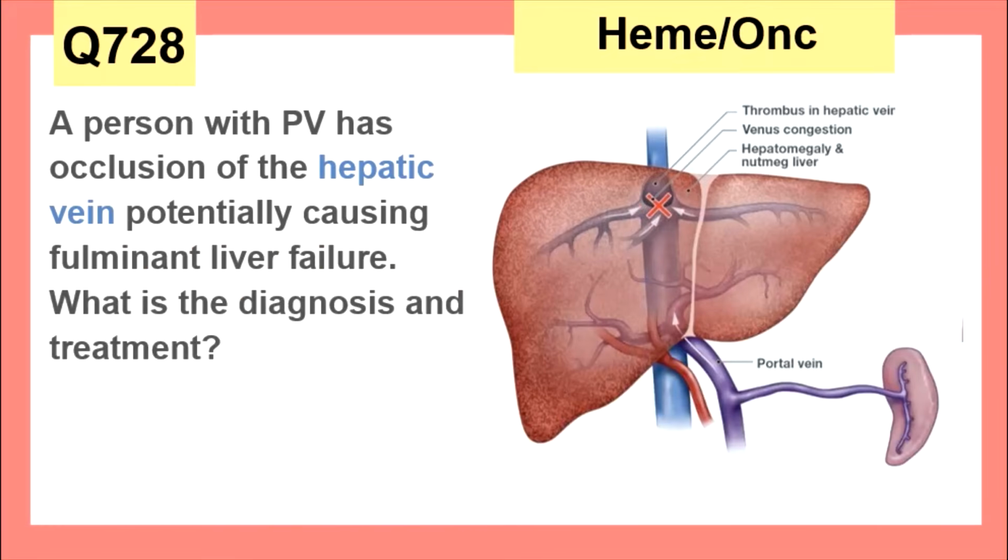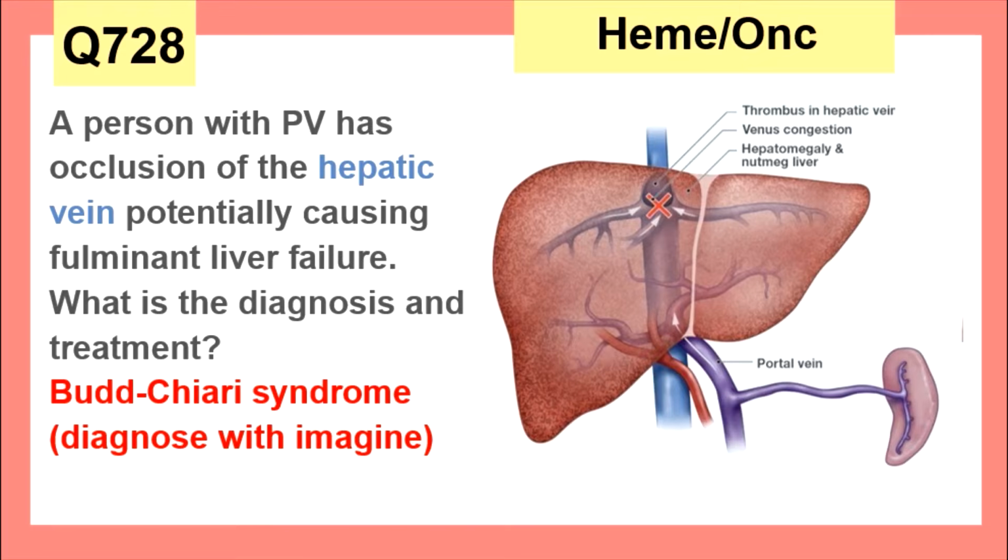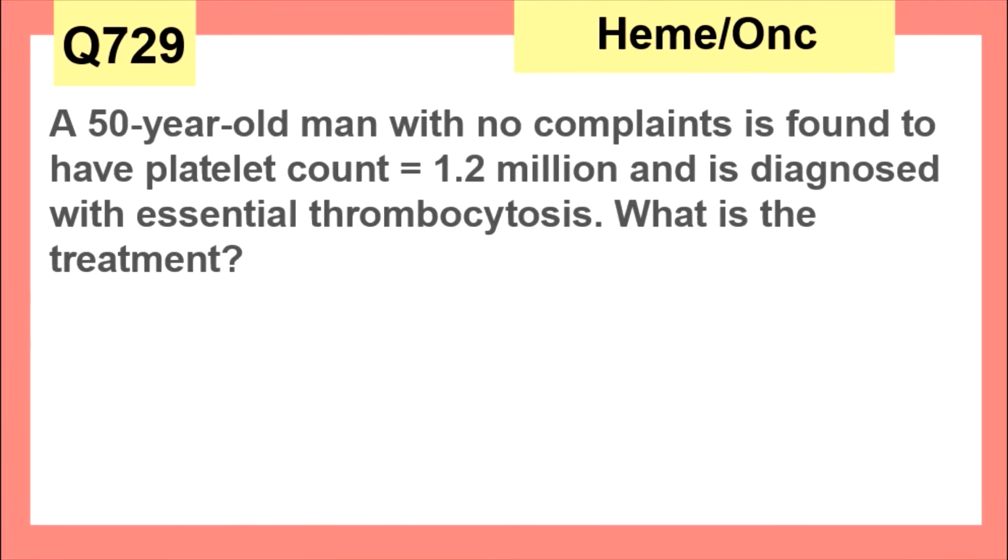Question 728. A person with polycythemia vera has occlusion of the hepatic vein causing potentially fulminant liver failure. So this is Budd-Chiari syndrome. That's the answer over here. And we diagnose with imaging. We diagnose with imaging and we treat it with a shunt placement. We do a shunt specifically to shunt the blood away from the obstructed vein to another.